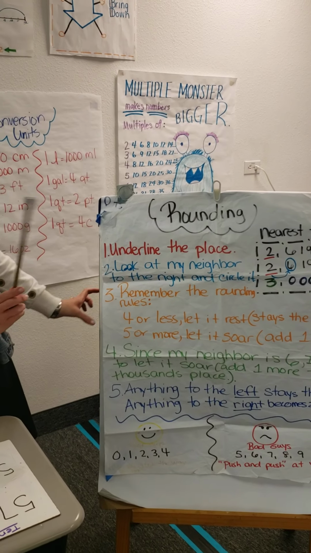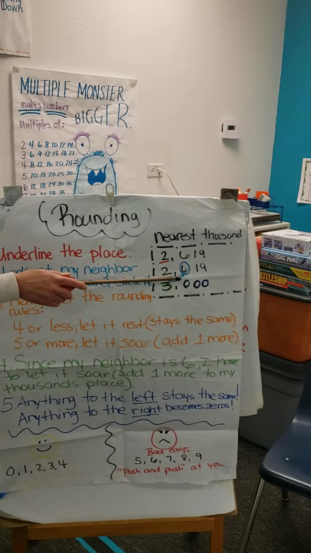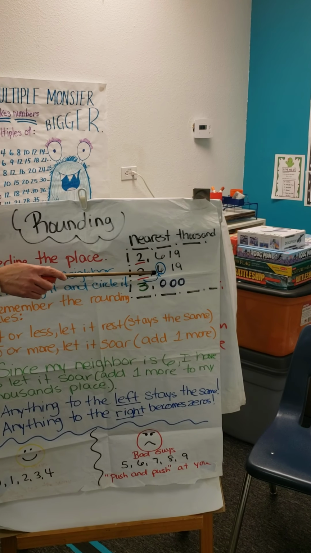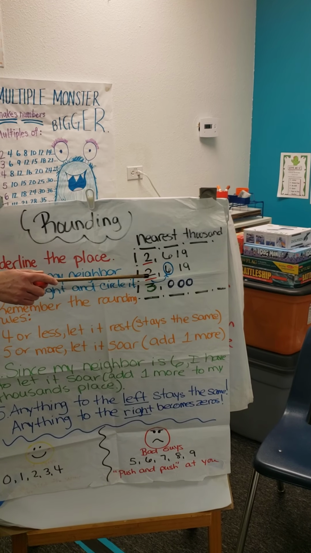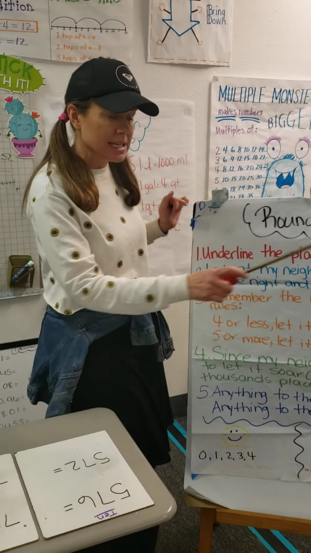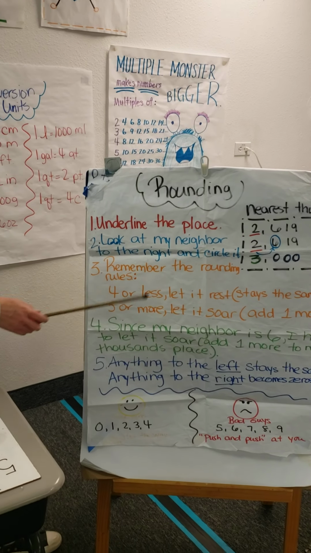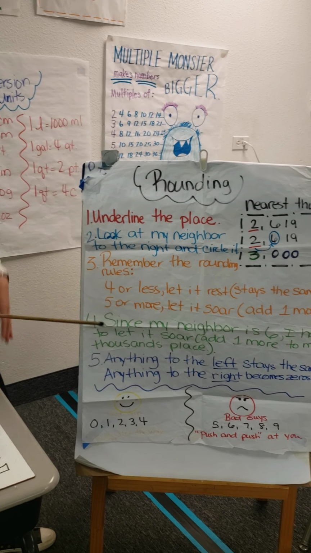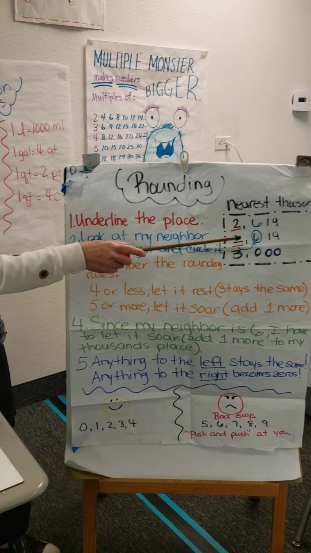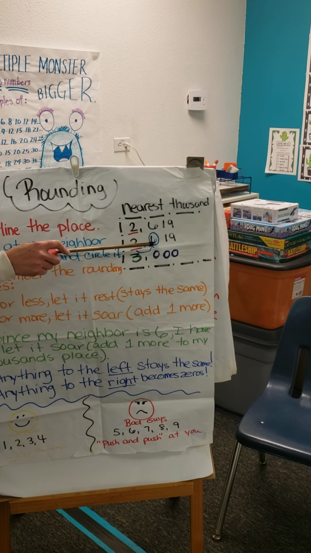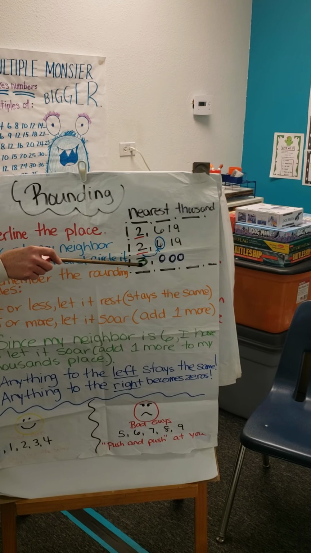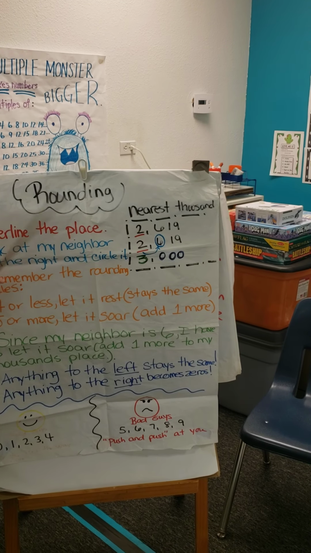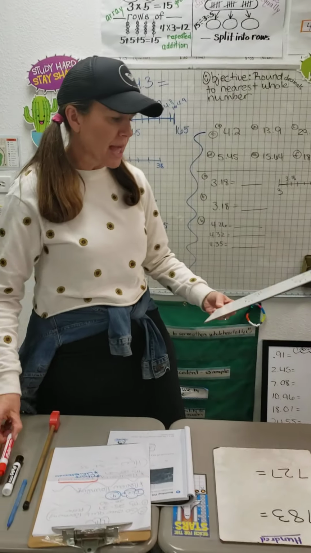And then remember these clues. 4 or less, let it rest, which means this number stays the same. However, 5 or more, let it soar, and the digit goes up 1. So for example, right here, 6 is 5 or more, so this number would go up. So the 2 becomes a 3, everything else becomes zeros, everything to the left stays the same. So let's look at a couple of these and do them.